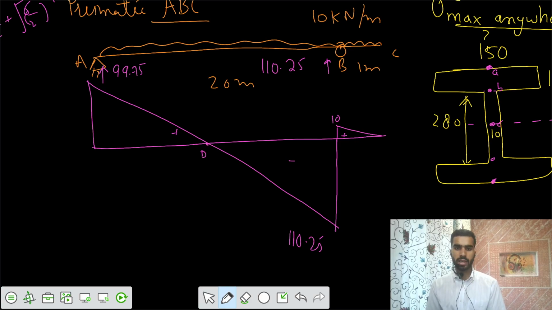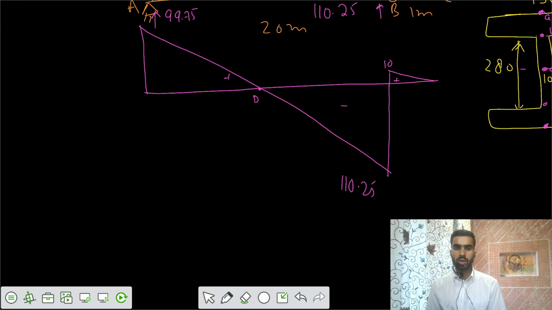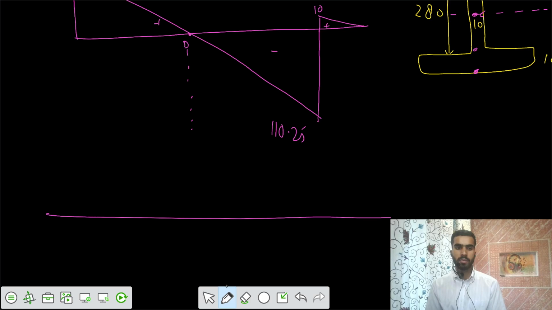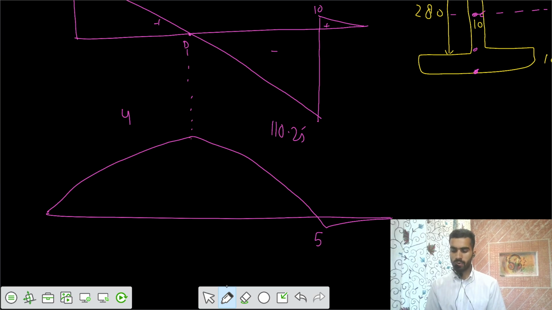Let's call it a point D. We know that at the point where the shear force is 0, dM/dx is 0. That means M can have a maximum value there. So there's a possibility that the moment is maximum here. If I draw the BMD, the bending moment diagram looks like a maximum here, and then decreasing to some value such that the value here is 5, and here the value is 497.5 kilonewton meter.